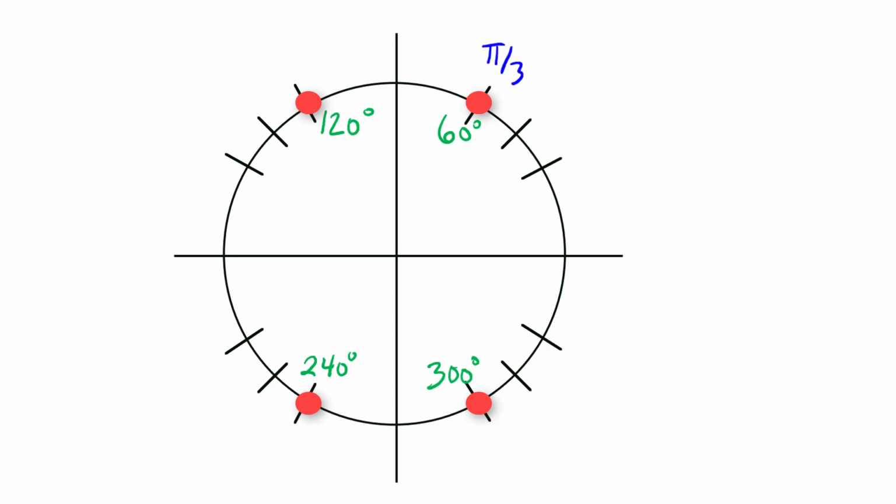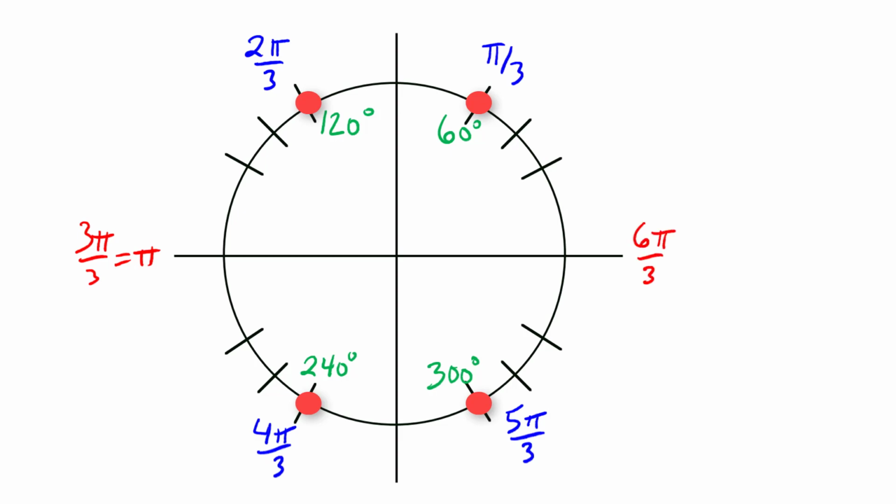And the pi over 3 values: 2 pi over 3. At 180, or at pi, we have 3 pi over 3, 4 pi over 3, 5 pi over 3. And 2 pi this time is 6 pi over 3. So in terms of thirds, 2 pi is 6 pi over 3. And so we can add that to 6 pi over 3 over and over to get coterminal values.